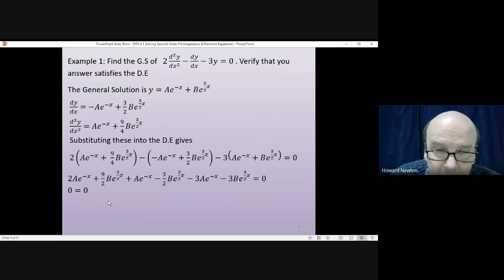And when you collect them all together, you get nothing on the left-hand side. You've got 2ae to the minus x, plus another 1 here, take away 3 there, that cancels those out. And the plus 9 over 2 be to the 3 over 2 x cancels out with the minus 3 and the minus 3 over 2 here. 0 equals 0. We've proved that this solution does actually work in the differential equation.